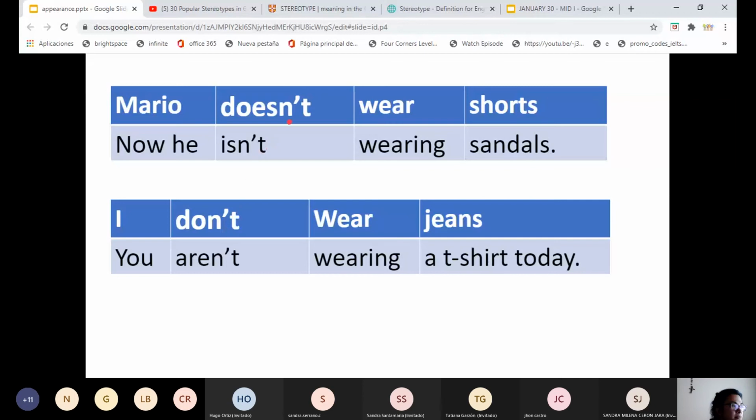Remember the pronunciation, doesn't and don't, okay? Doesn't wear shorts, okay? Or I don't wear jeans, I don't wear shirts, I don't wear skirts for present simple. For example, in my case, I don't wear skirts. I don't like skirts, so I don't wear skirts, okay?